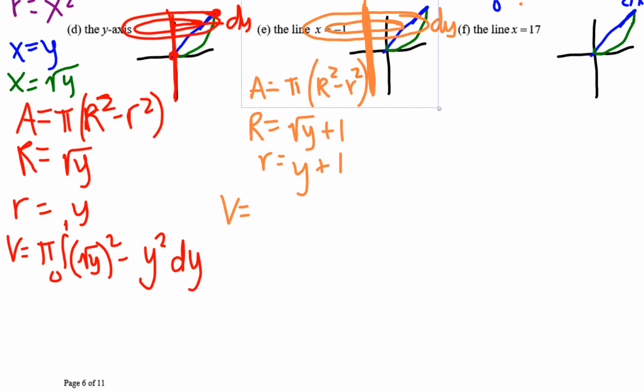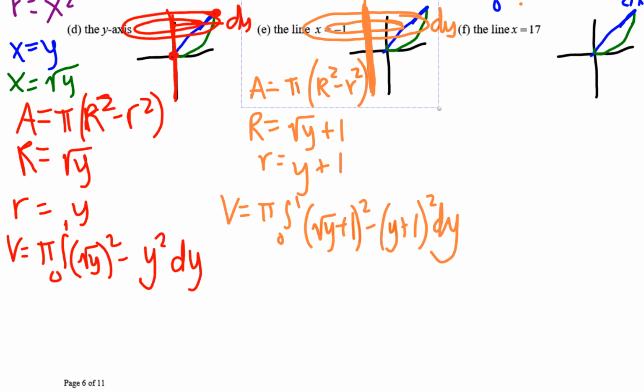So our volume is going to be given by pi times the integral from 0 to 1, big R squared minus little r squared. And I would highly recommend, if you were going to solve this, to expand that out and simplify as much as you can. All right, so I think you get the idea here.